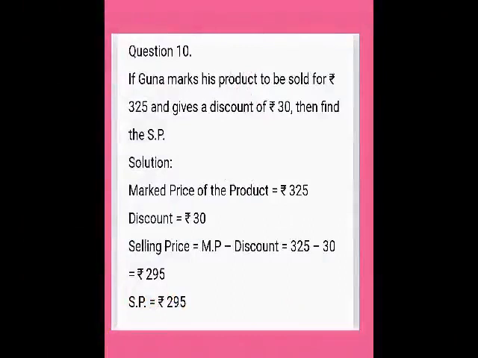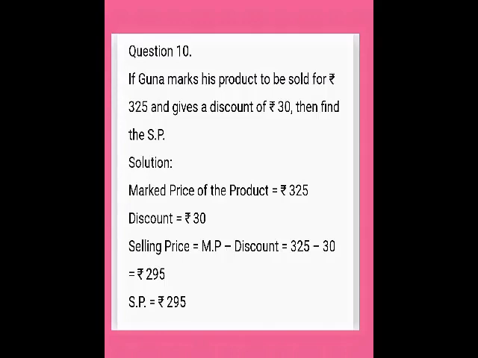If Guna marks his product to be sold for rupees 325 and gives a discount of rupees 30, then find the SP. He marked the price as 325 and gives the discount as 30. Then what is the selling price? Marked price minus discount. This is the formula we are going to use. Selling price is equal to marked price minus discount.